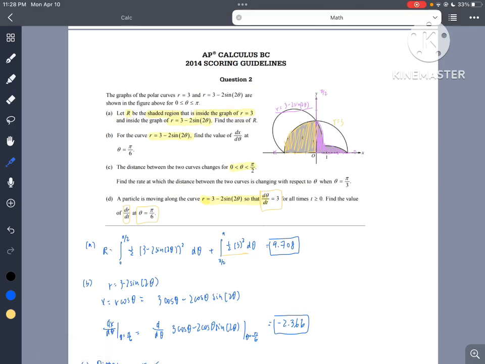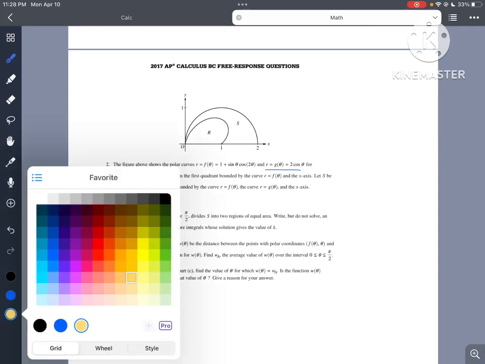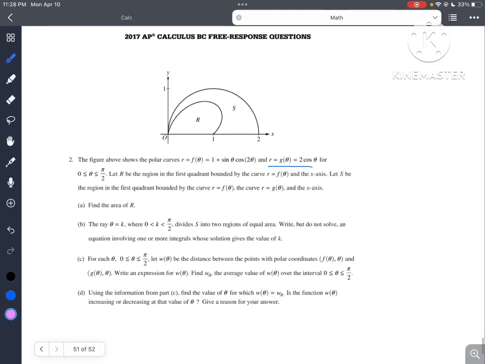So that was it for the 2014 question. Now let's solve another question, which is the 2017 AP Calculus BC question 2. So firstly, there is a curve. We have g of theta, which is 2 cosine theta, and that's the outer one. And then this is f of theta. So there's R, the region, and S is the region bounded between g and f. So instead of being the whole semicircle, S is only this region.